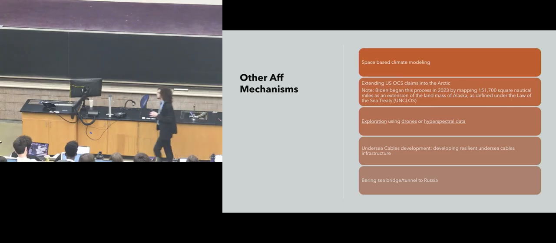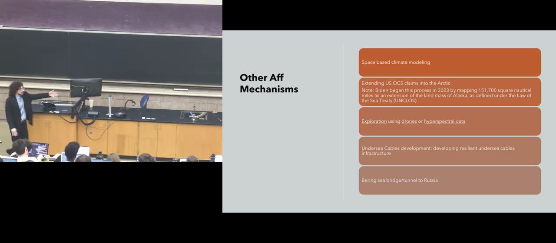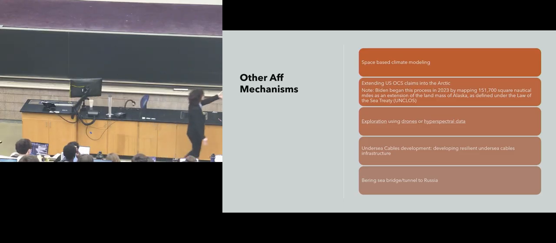Other AF mechanisms or AF ideas. We have space-based climate modeling, kind of mentioned that one. An interesting one is extending US OCS claims into the Arctic. So remember we said it's not clear exactly what constitutes the US's exclusive economic zone in the Arctic. Russia also is unclear. We could just basically say we're expanding development of the Arctic by exploring the seabed and figuring out exactly what is the Arctic, and then legally claiming other areas for it.